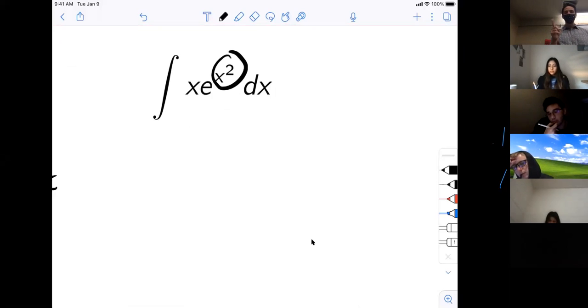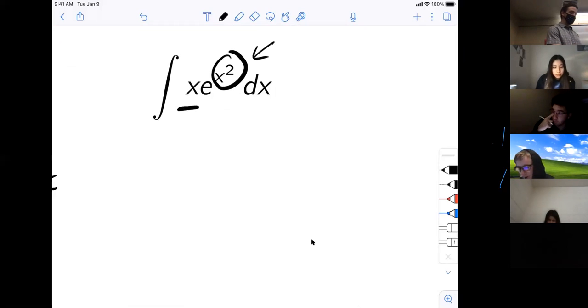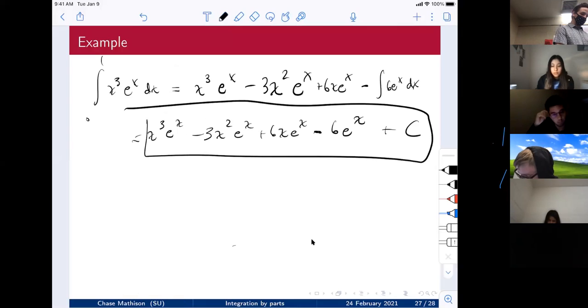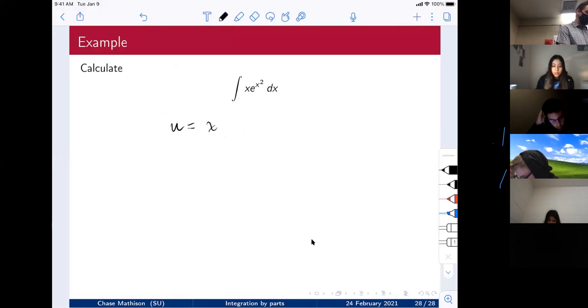But the thing that really clues us in to the fact that this is a U substitution problem is that the derivative of x squared is 2x, okay? So you should look at that and say, okay, this is some function inside of another function times almost the derivative of that inside function. This is a u substitution problem. So u is x squared.